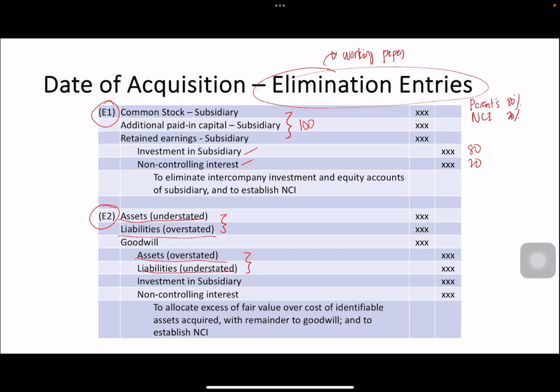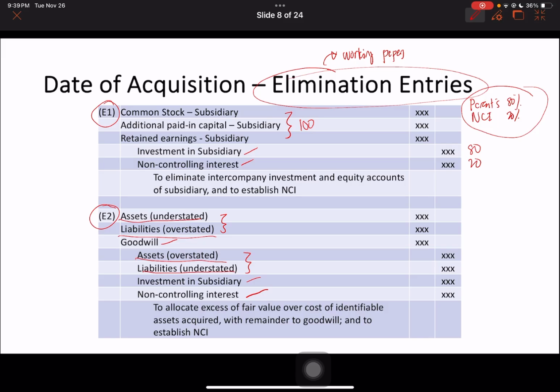The second objective is to recognize goodwill or gain on bargain purchase, which we have already learned to compute in previous videos. The third objective is to completely eliminate the parent's investment in subsidiary account. And the fourth objective is to completely establish the non-controlling interest. Again, the amounts credited to the investment in subsidiary account and non-controlling interest account are in proportion to the parent's interest and the non-controlling interest.